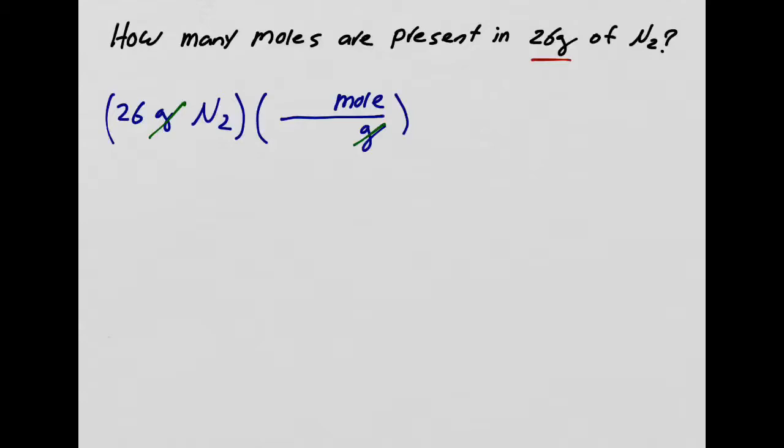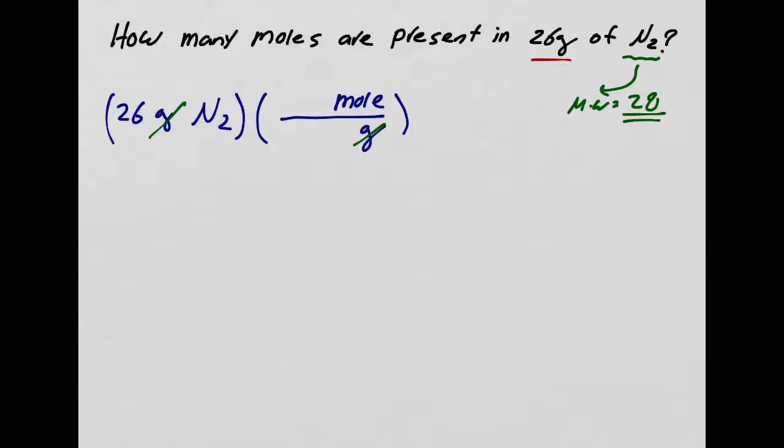Now, what is the molecular weight of N2? The molar mass of nitrogen is 14. You have 2 of them. 14 plus 14 is 28. That would be the molecular weight of N2, which is 28. You following me so far?